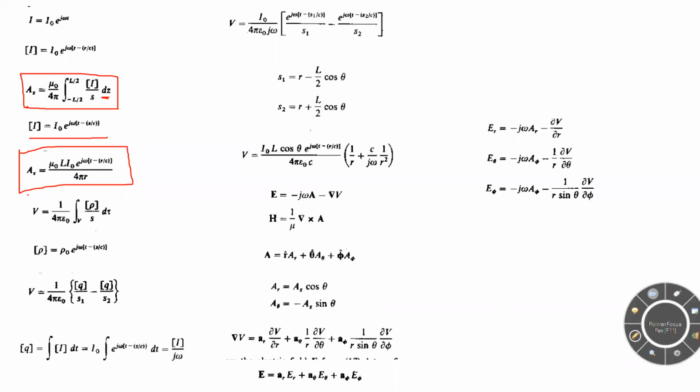Now similarly for the scalar retarded potential, which is identified by capital V, it is given by 1 by 4 pi epsilon naught, integration over V of the retarded charge density over the elemental volume we are considering, divided by s. The retarded charge density is given by rho naught e raised to j omega (t minus s by c).